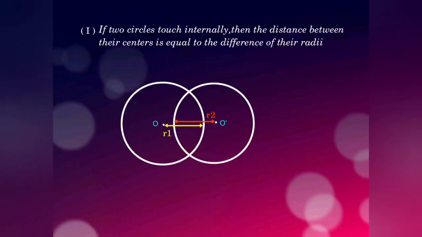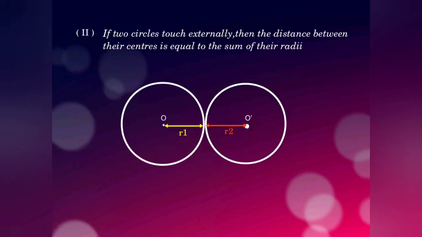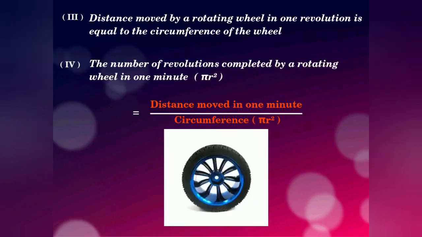If two circles touch internally, then what will be the distance between the centers? The distance between the centers is equal to the difference of their radii. Same way, if two circles touch externally, then the distance between their centers is equal to the sum of the radii.